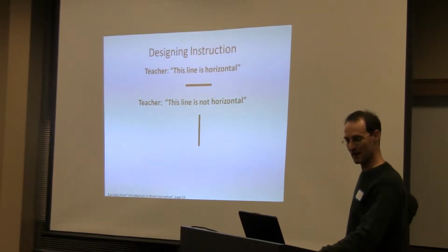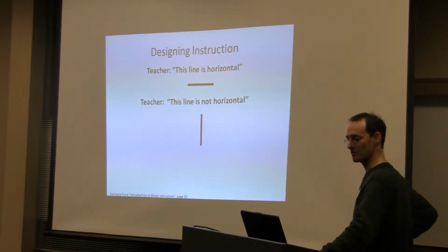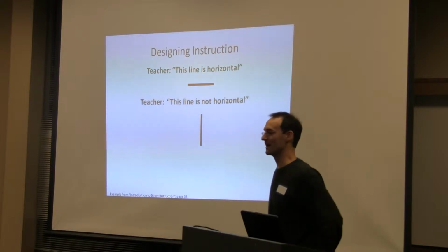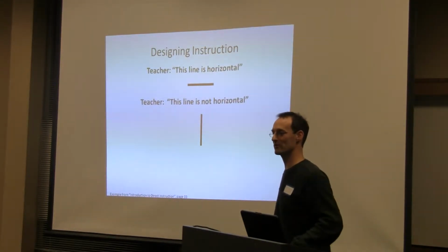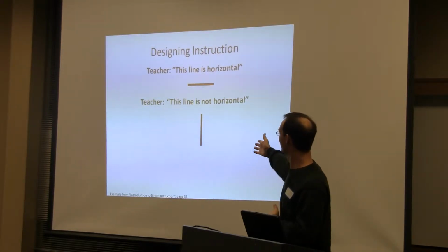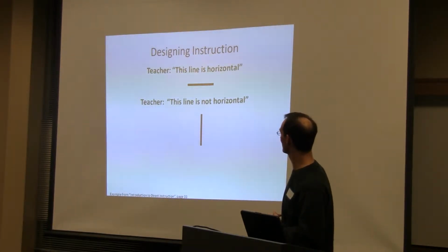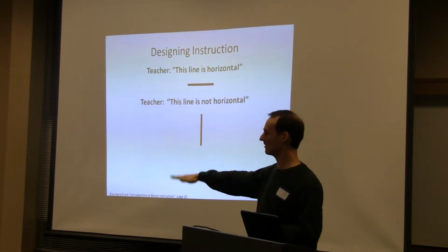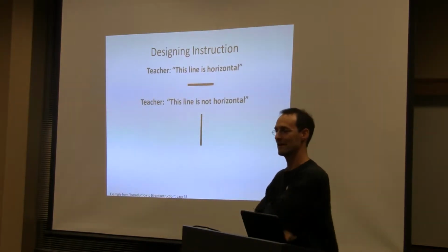The teacher says this line is horizontal, this line is not horizontal. Any problems with that? Right? And again, these are really simple examples to illustrate the point. We're not actually going to teach this, but this is a simple example to kind of illustrate. So what's the problem with saying this line is horizontal, this line is not horizontal? What's wrong with that?